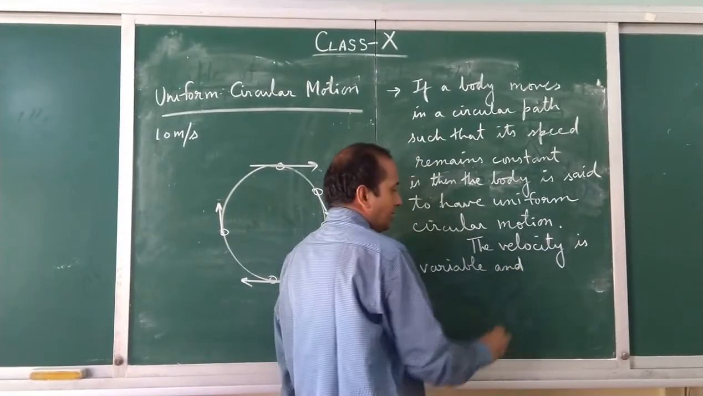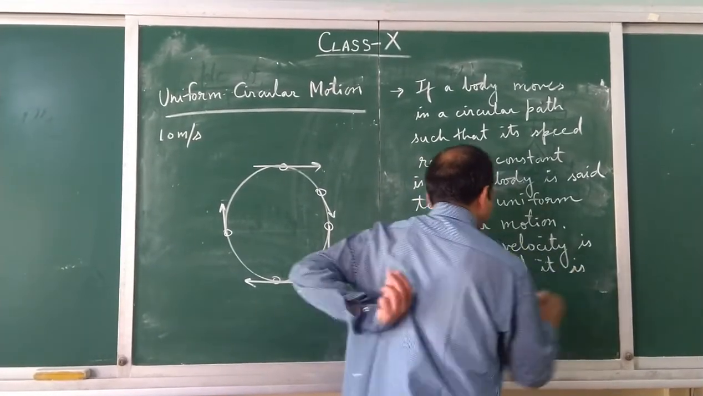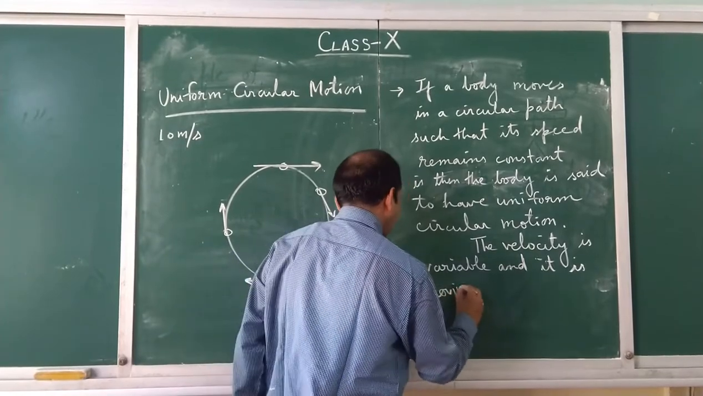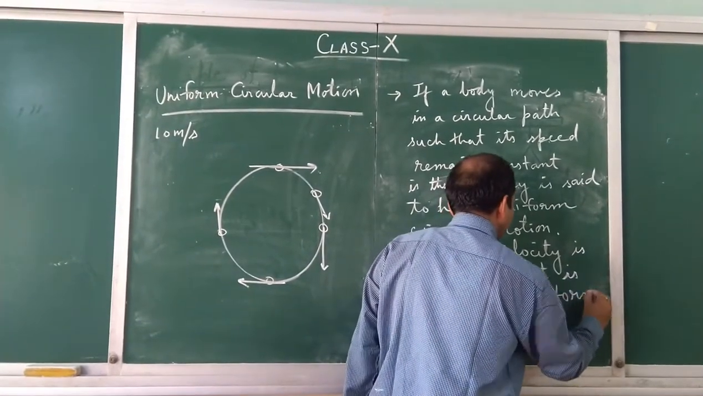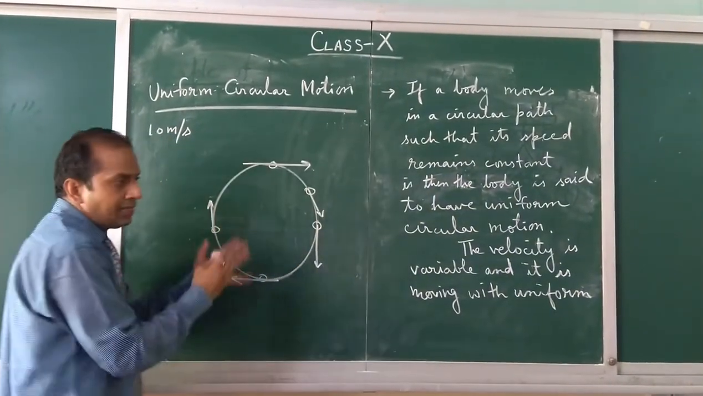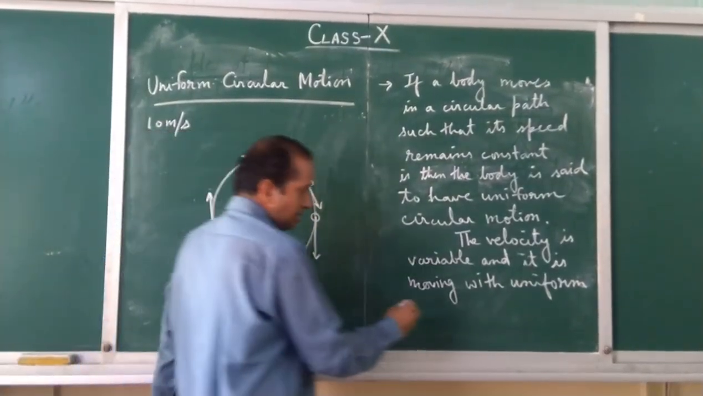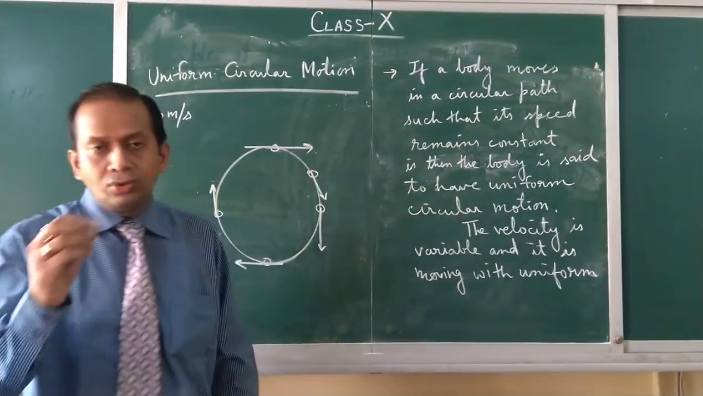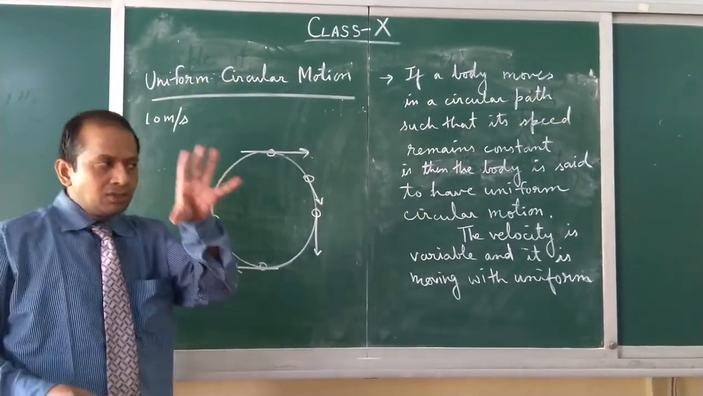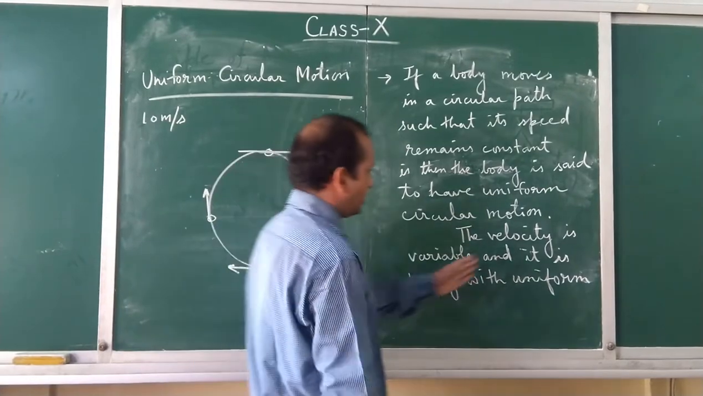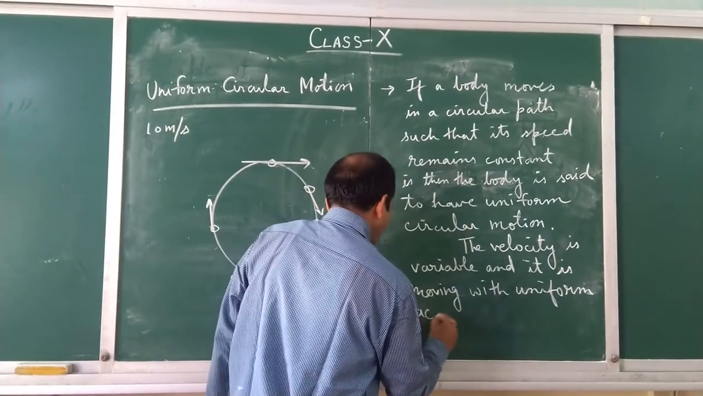and it is moving with uniform acceleration. Acceleration doesn't change because every moment the same constant force is applied, and the mass is the same, and hence the uniform acceleration. F is equal to ma, you know: force is constant, mass of the body is constant, so acceleration also will be constant. The velocity is variable and it is moving with uniform acceleration.